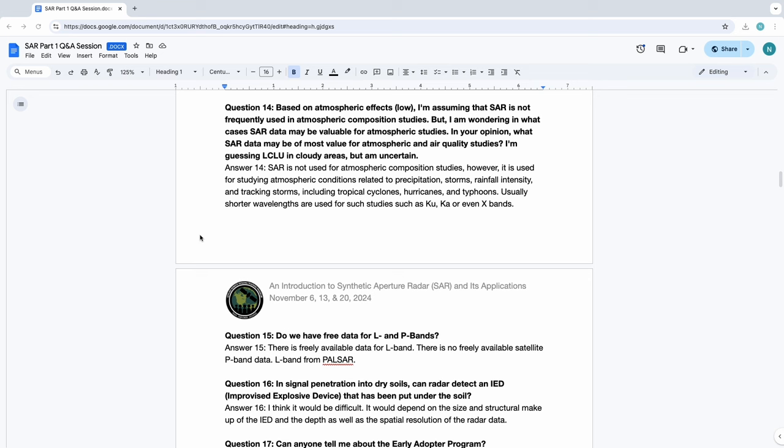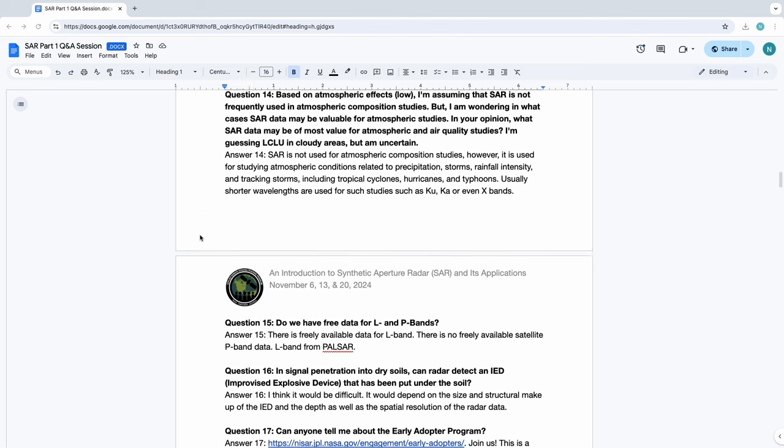However, radar is widely used for weather prediction, right? To look at atmospheric conditions related to precipitation, storms, rainfall intensity, tracking storms, tropical cyclones, hurricanes, typhoons, etc. And usually it's the shorter wavelengths, because the shorter wavelengths are either getting attenuated by the amount of water in these rain cells, or they're interacting with the particles, the rain droplets, because the wavelength can be on the order of the size of the rain droplets. That's why atmospheric studies using radar use the shorter wavelengths, such as Ku, Ka, sometimes X bands, and sometimes even shorter.